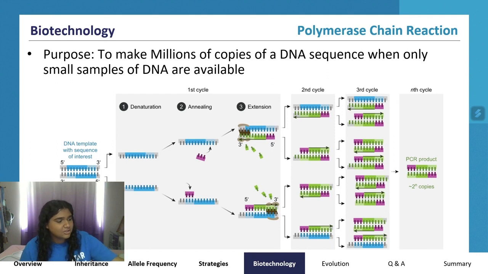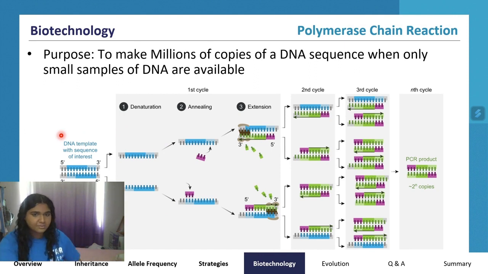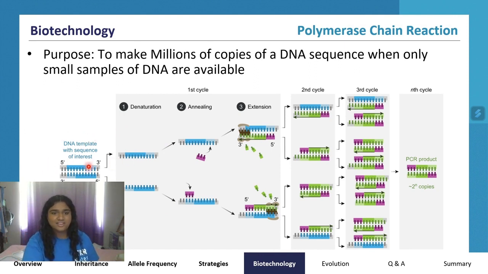And so you might notice a couple of similarities between PCR and DNA replication, if you remember that process from the start of Unit 4. But basically, the first thing that happens is you take your target gene or your sample of DNA that you would like to copy. So this is the target DNA sequence of interest. Now we know that in terms of DNA, there's a 5' end and a 3' end.